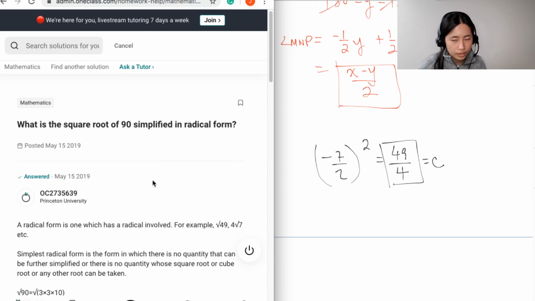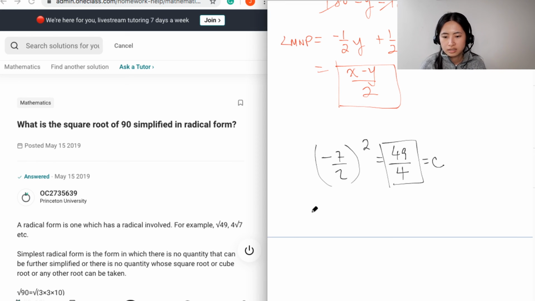Yeah, so let's move on to this question. What is the square root of 90 simplified in radical form? Okay, so anytime you're taking the square root of something, or even the cube root, right? This is like going back to middle school.